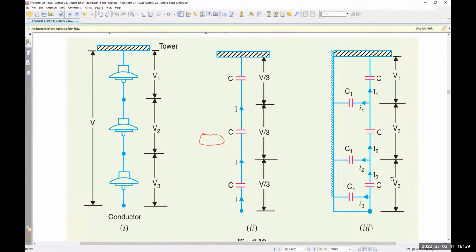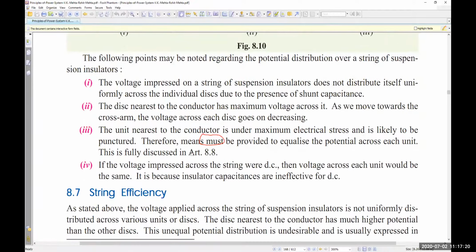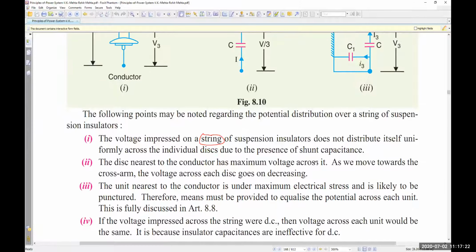The disk nearest to the conductor has the maximum voltage. I told you and you told me that the nearest one to the conductor, which one is nearest? V3, sir. This one is nearest to the tower, this one is nearest to the conductor. So nearest to the conductor, the voltage is bigger, it has the maximum voltage across it. As we move towards the cross arm, the voltage across each disk goes on decreasing. The unit nearest to the conductor is under maximum electrical stress and is likely to be punctured. Punctured means damaged. Okay.